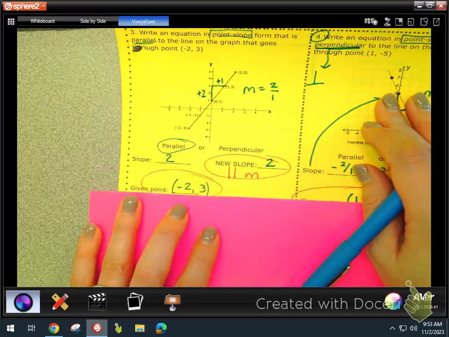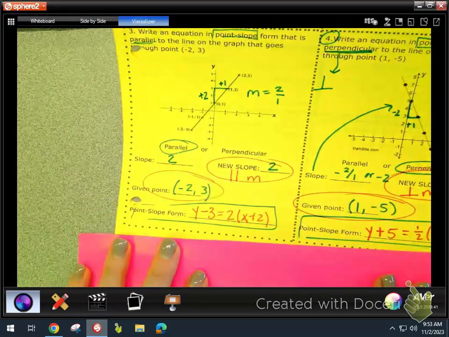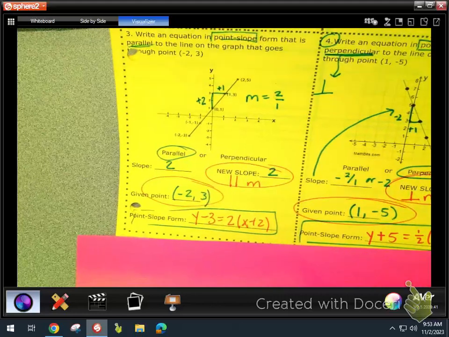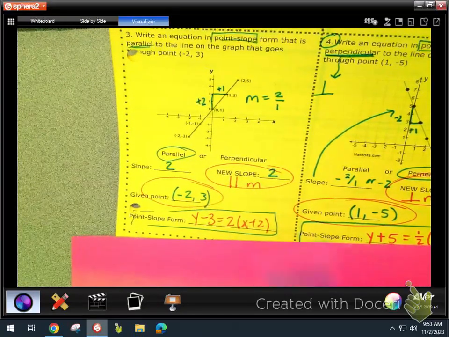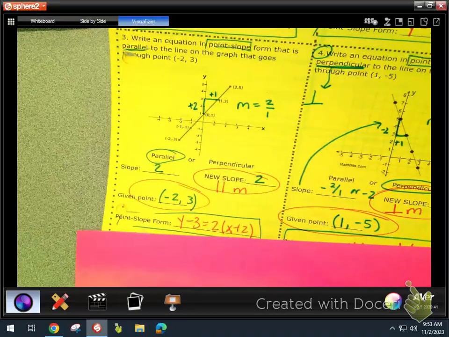What's the point we're going through? Negative 2, comma 3. What's our point slope form? Y minus 3 equals 2 times x plus 2. Very good. All right, you see how really there's only one new thing today, which is getting the parallel and perpendicular slope.